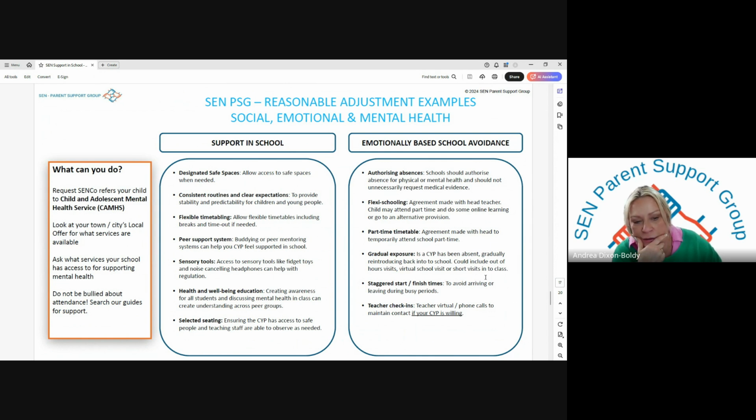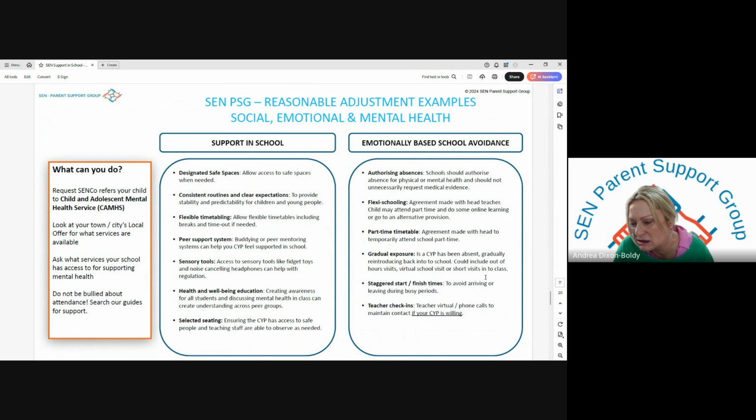So support in school could look very much in terms of social, emotional and mental health, peer support system, buddying up, mentoring, sensory tools, health and well-being, selected seating, designated safe spaces. Emotional-based school avoidance. What can you have there to actually help get your child into school? Well, first of all, the SENCO cannot block support for future and they can authorise the absences.